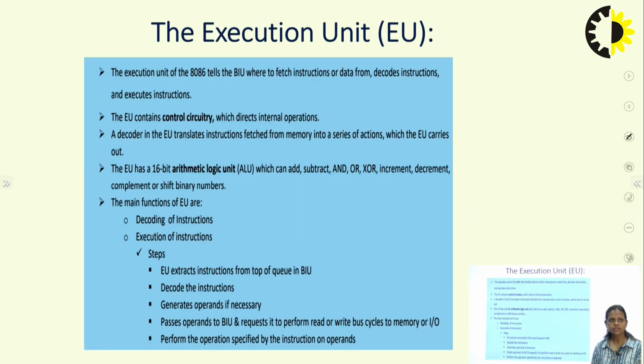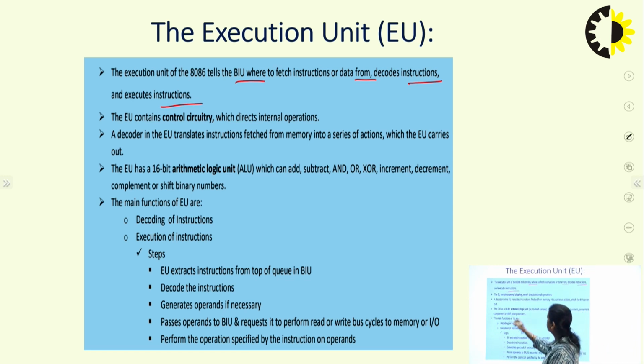Now coming to the execution unit. What is the execution unit? The execution unit of 8086 tells the bus interface unit where to fetch the instruction or data from, decodes instructions and executes instructions. So it tells the bus interface unit from where the instruction is to be fetched. It decodes the instruction and it executes the instruction. This is the function of the execution unit.